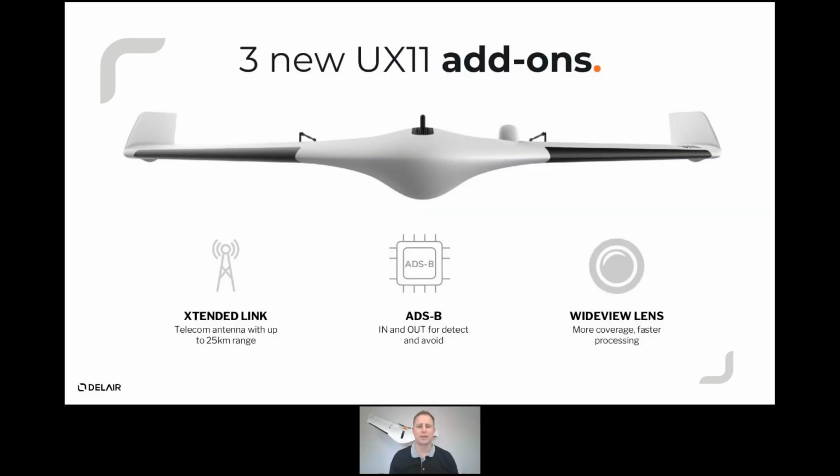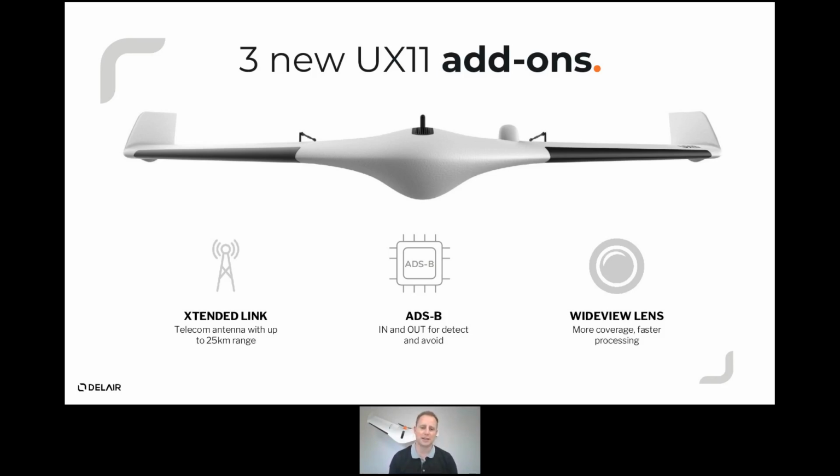So what are they? The 3 new add-ons, or 3 new options, that we've put in our arsenal are first the Xtended Link. The Xtended Link is a new telecom antenna. We already have 2 awesome telecom systems with the UX11, and now we have a 3rd, the Xtended Link. This is a direct link, and it can extend your range up to 25 kilometers or 15 miles. So we'll talk about that.